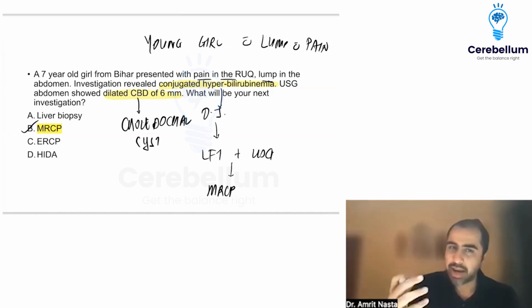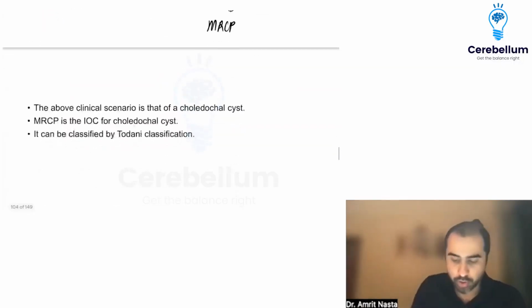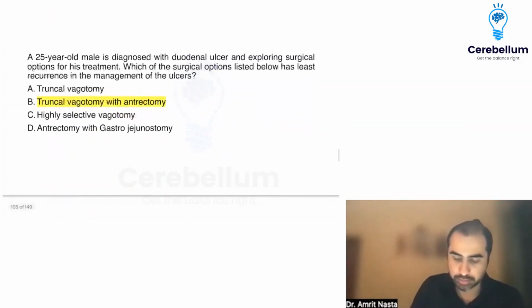HIDA scan is like nuclear imaging. It is not very commonly done nowadays. Yeah. I have put one question on ERCP also later.